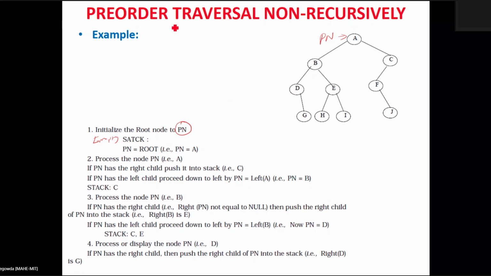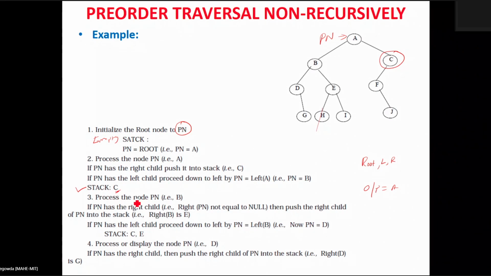As per the pre-order traversal, I need to process the nodes in the following manner: root, left, and right. Now my present node is pointing to the root. We need to process that value. Processing node A means that my output will be A right now. Now I am going to check whether Pn has the right child or not. Pn is pointing to A, and A has a right child, that is C. So you need to push the address of this onto the stack, so the stack holds the address of C here.